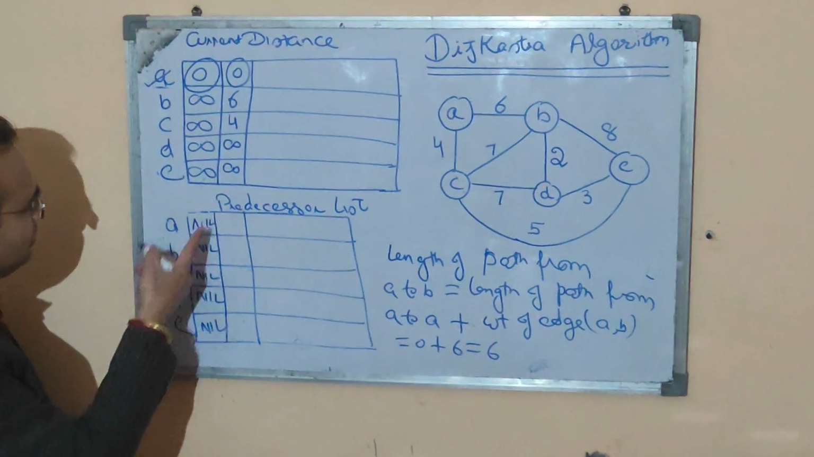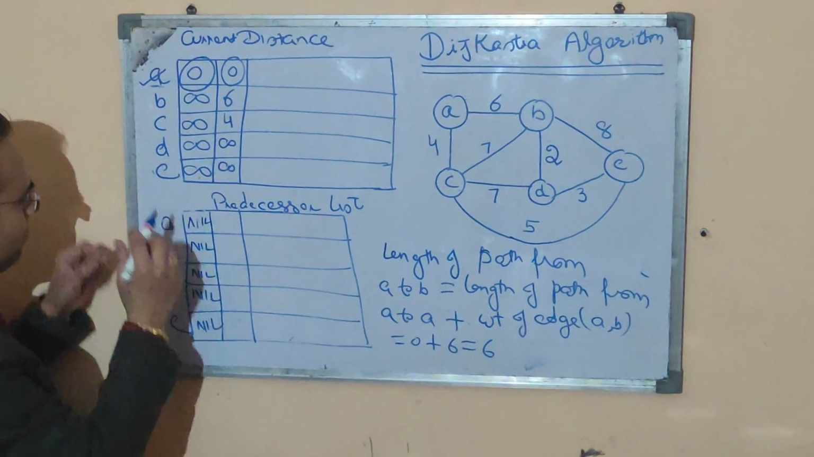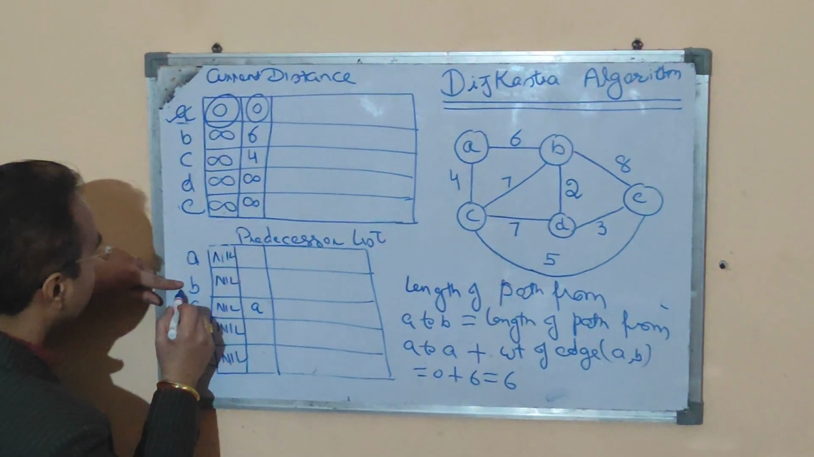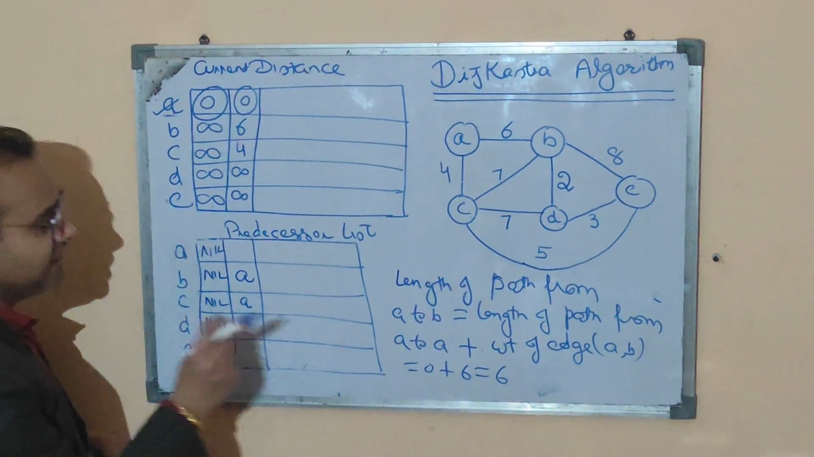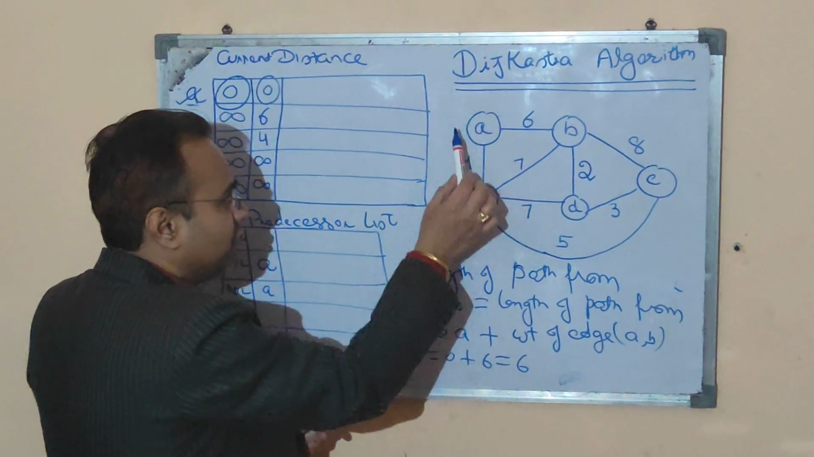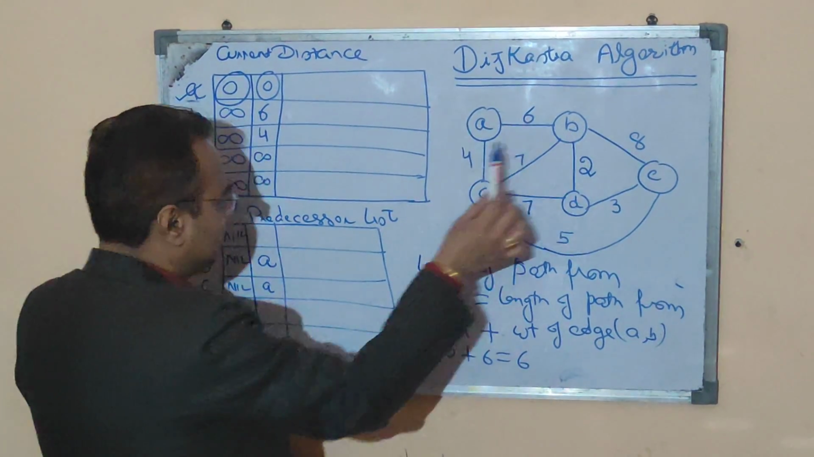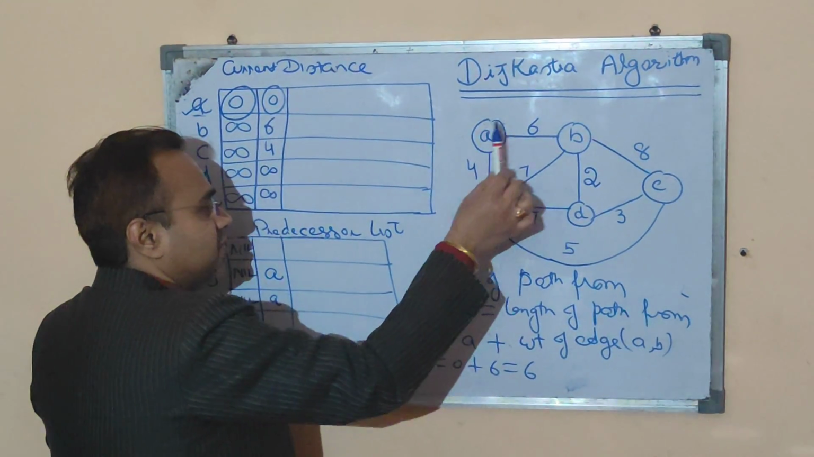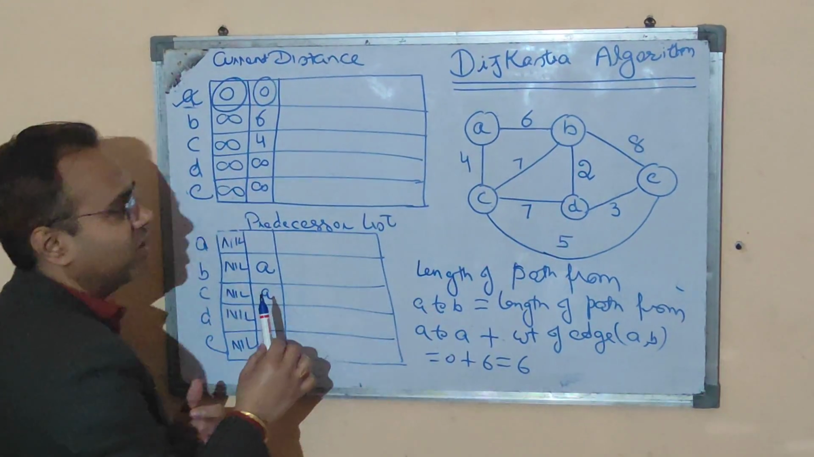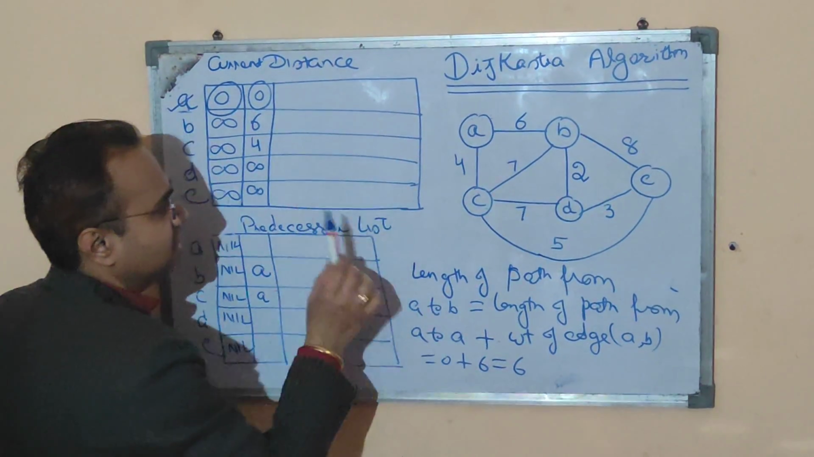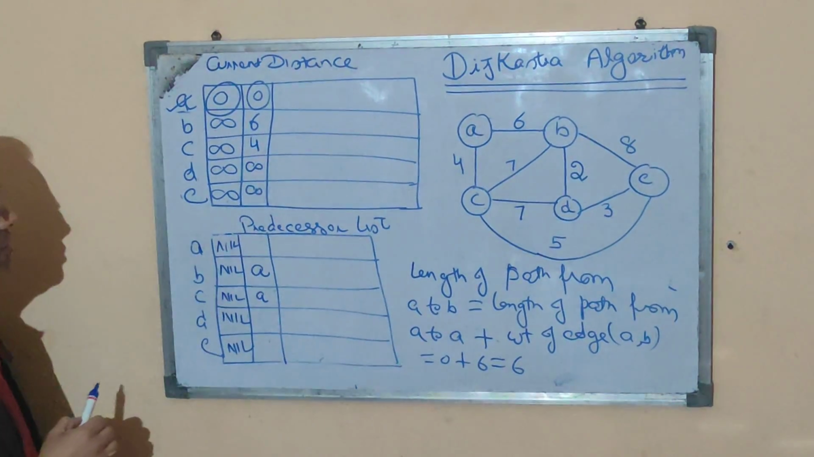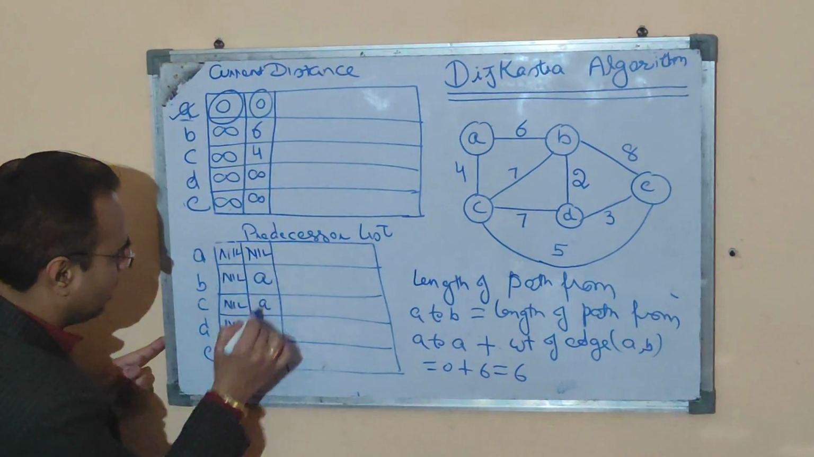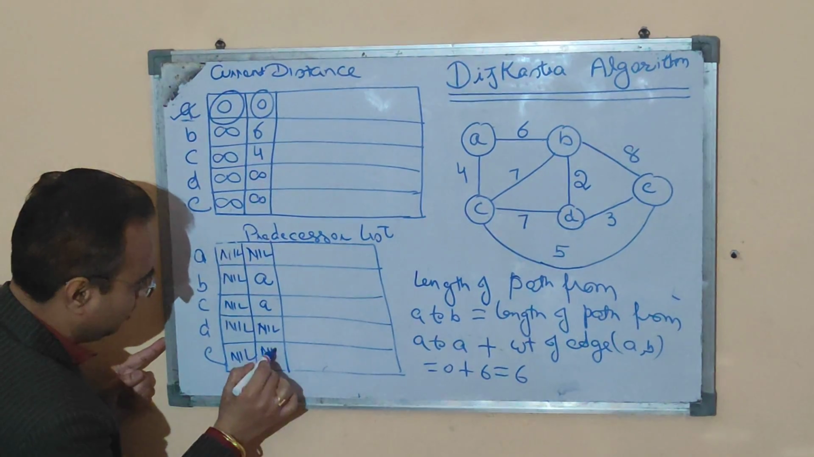Let us update the predecessor list also accordingly. So for C, we have marked the predecessor as A, and for B also we have marked the predecessor as A. The reason is that predecessor means, in the shortest path, which vertex will act as predecessor to the given vertex. So for B, the predecessor is A, and for C, the predecessor is A. That is why we have updated it, and for all others it is still nil.